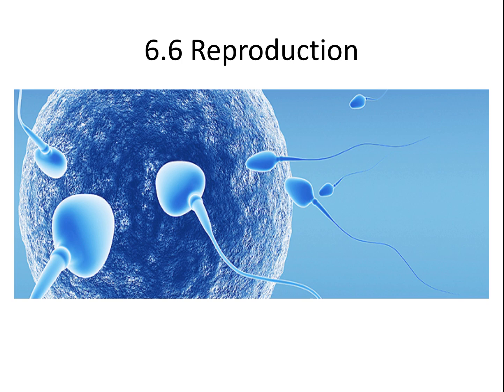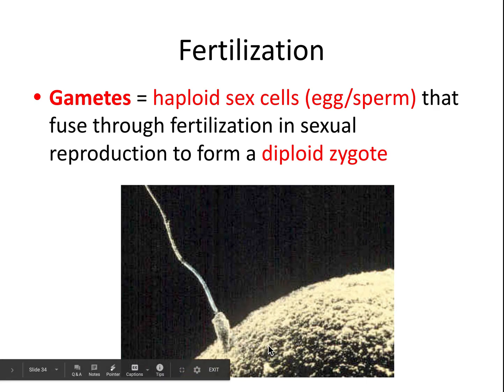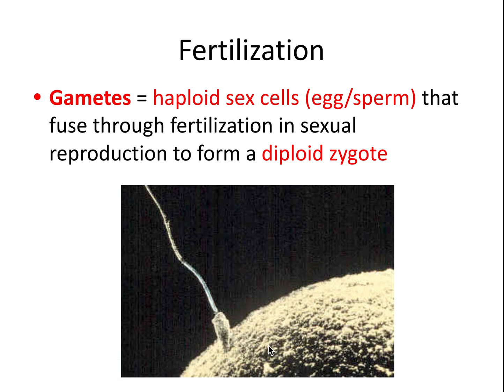All right, so the last part, reproduction, of topic 6.6. So in this picture here, this is an egg, and these are a bunch of sperm approaching the egg, trying to fertilize it. If you remember from meiosis, these would be called gametes. So this would be a picture of a microscope where you can actually see, here's the egg, and here is one sperm about to fertilize this egg.